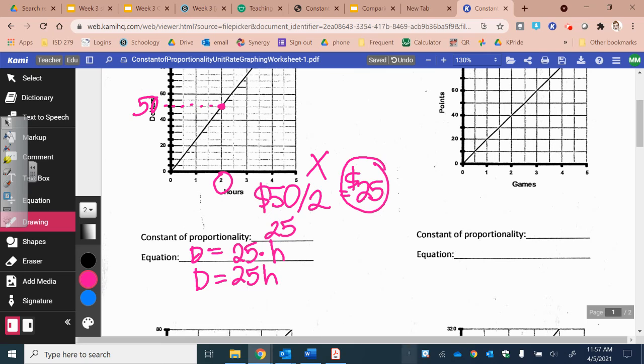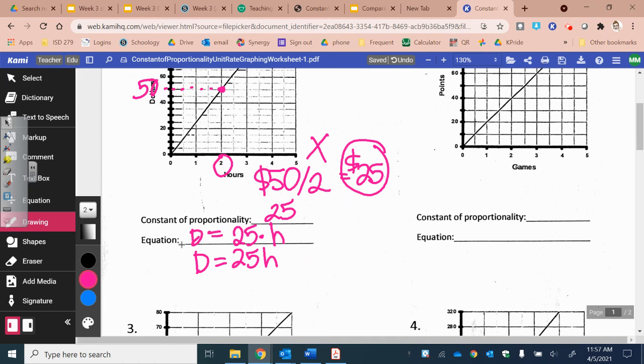So to review, first thing we did was we found a nice point, and then we used that to calculate the unit rate or constant of proportionality. And then we wrote that down, and then we just did our simple equation. And I used the variables D and H. You could use X and Y. Whatever you want to in this problem should work out.